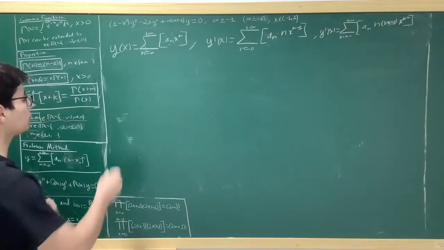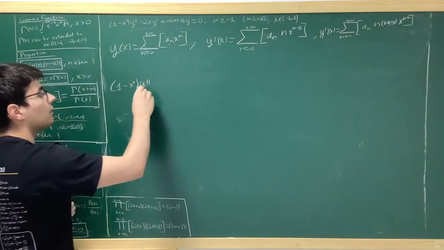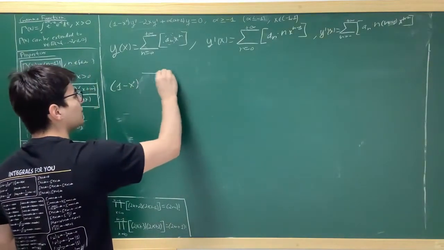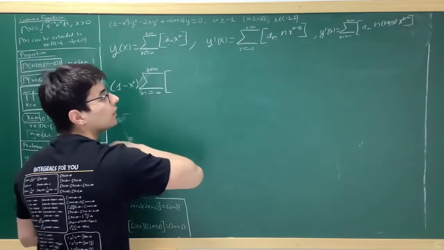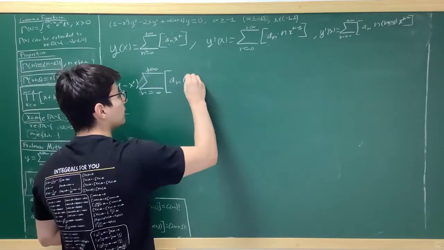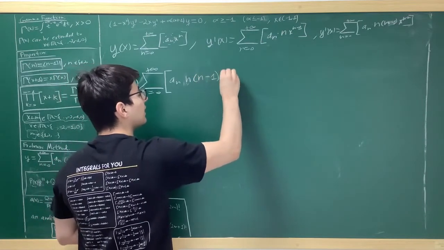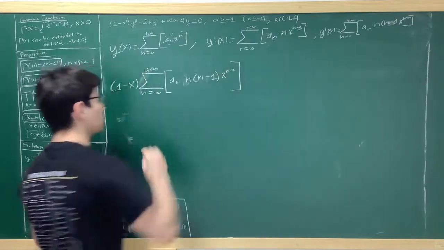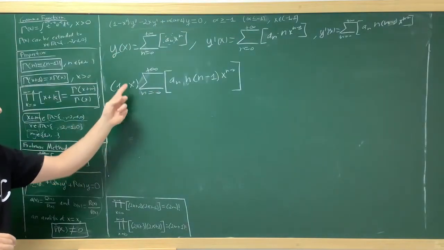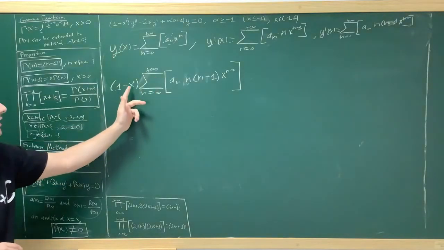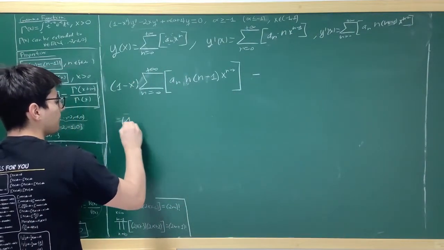And well, we have 1 minus x squared times y double prime. What is y double prime? As we said, y double prime is just this sum right here, a_n times n times n minus 1 x to the n minus 2. Just notice that before writing the rest of the terms, we can expand this: multiply this by 1, we get the same sum, and multiply this by negative x squared. Let me just do it right here.